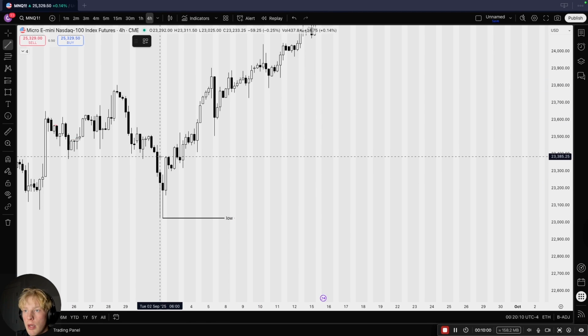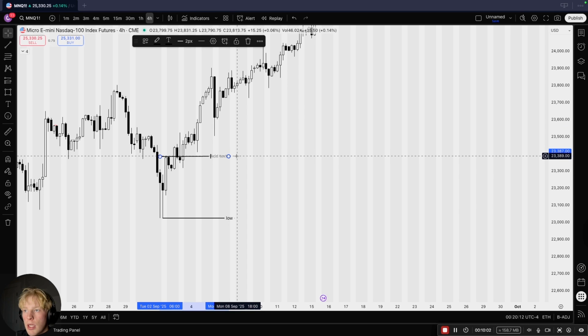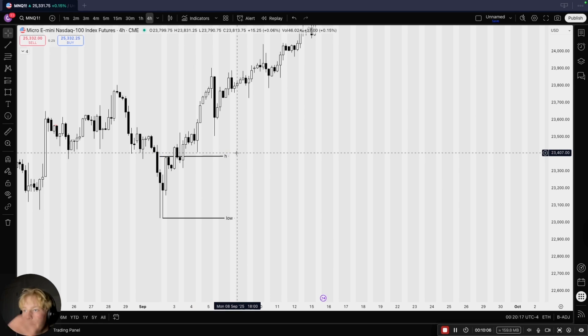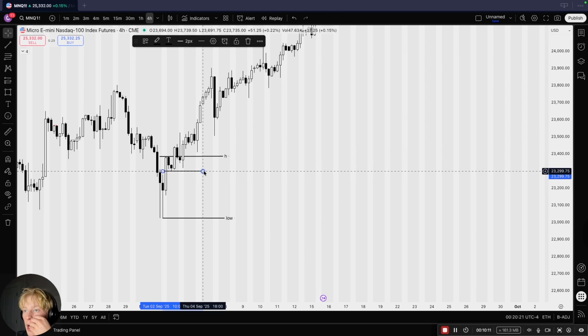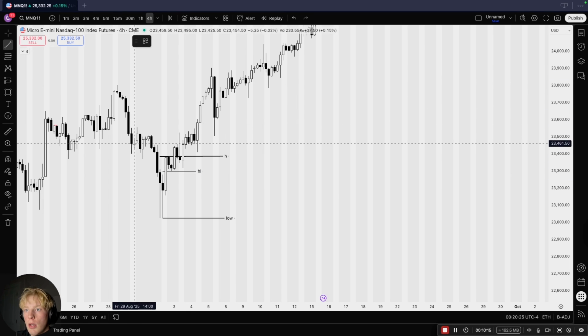Then what do we have right here? We have a high. Why? Up candle and down candle. High, right? Then what do we have right here? Higher low. Then right here, what do we have? A higher high.